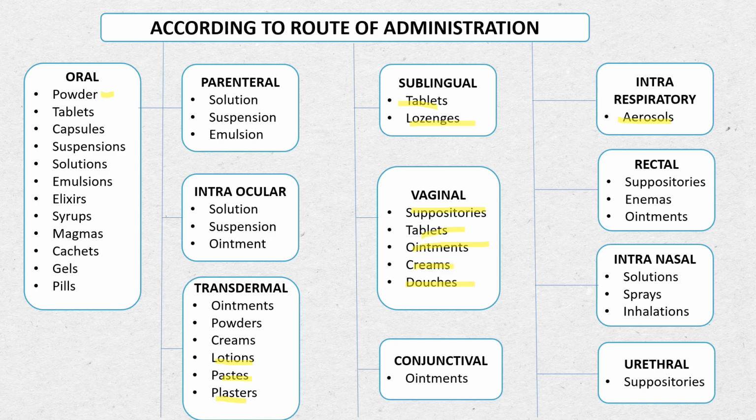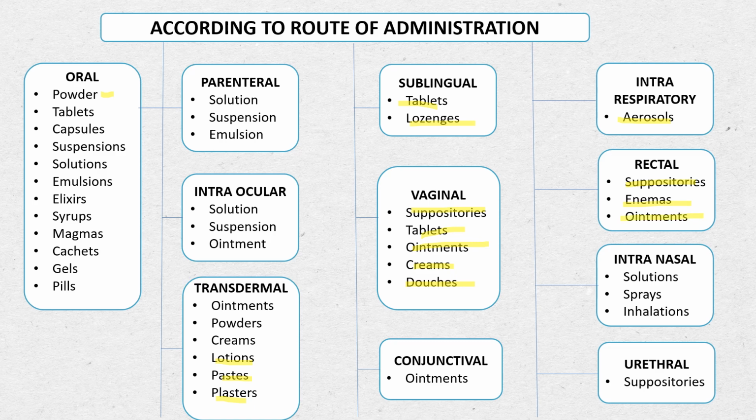Next is rectal dosage form. A rectal dosage form is a medication formulation designed for administration via the rectum. These dosage forms are used for both local and systemic effects and are particularly useful when oral administration is not feasible, such as in case of nausea, vomiting, or difficulty in swallowing. These consist of suppositories, enemas, and ointments.